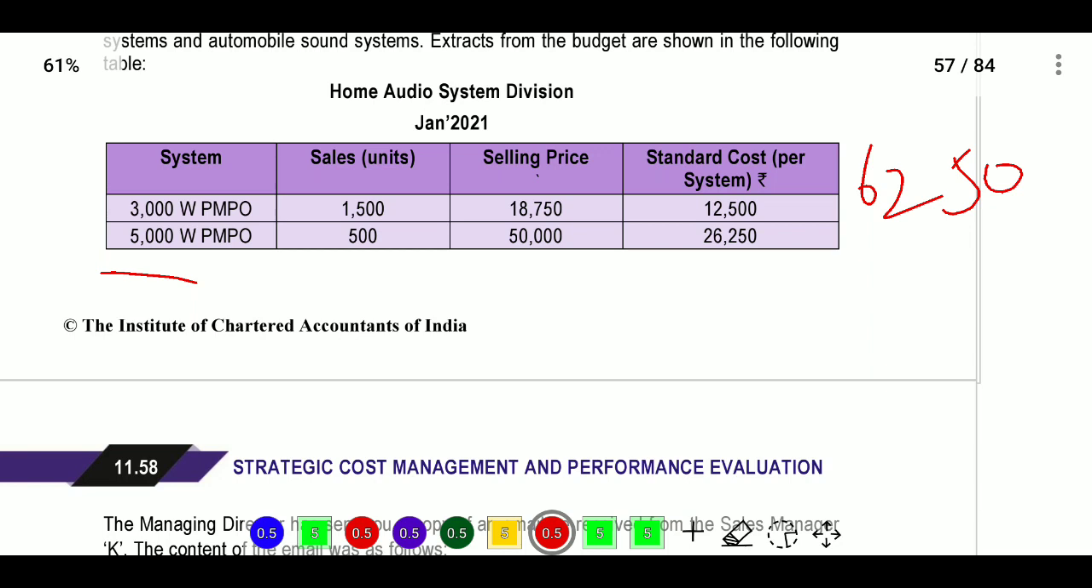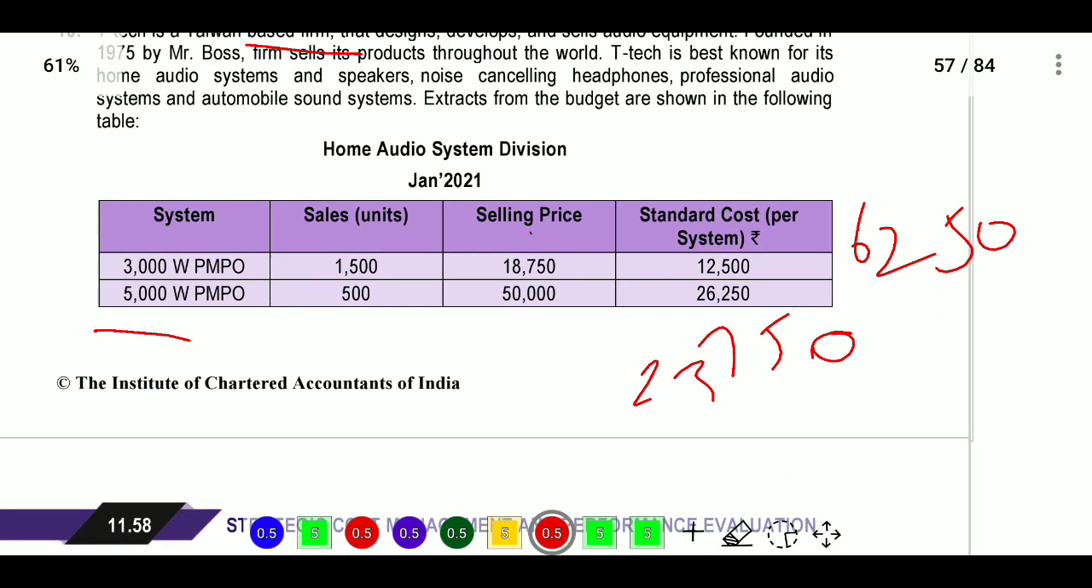For 500, the selling price will be 50,000 and the cost 26,250, so 50,000 minus 26,250 we will get 23,750, which will be the margin. That is, we will get a margin of 23,750. Okay, that is the given question, which is related to the budgeted figures.